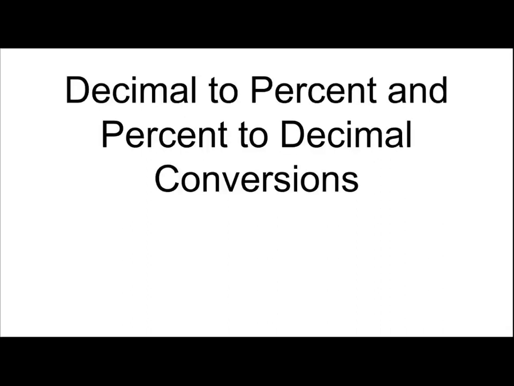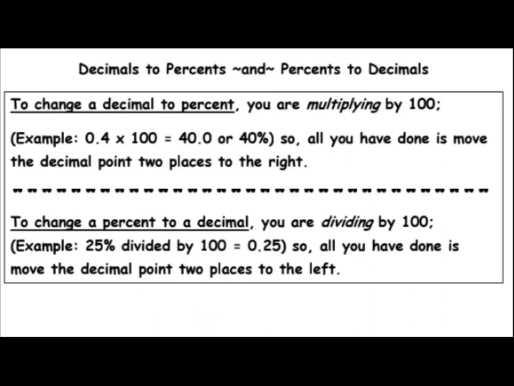Decimal to percent and percent to decimal conversions are very closely related. When you're changing a decimal to a percent, you are simply multiplying by 100. The word percent means out of 100, so 100 is going to be our key word. So for example, if you have 0.4, you would multiply that by 100, which would give you 40, which is also 40%. Really, all you have to do is move that decimal point 2 places to the right.